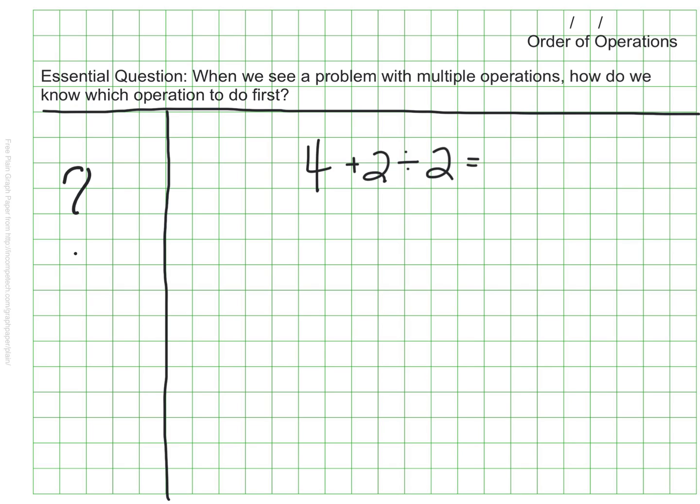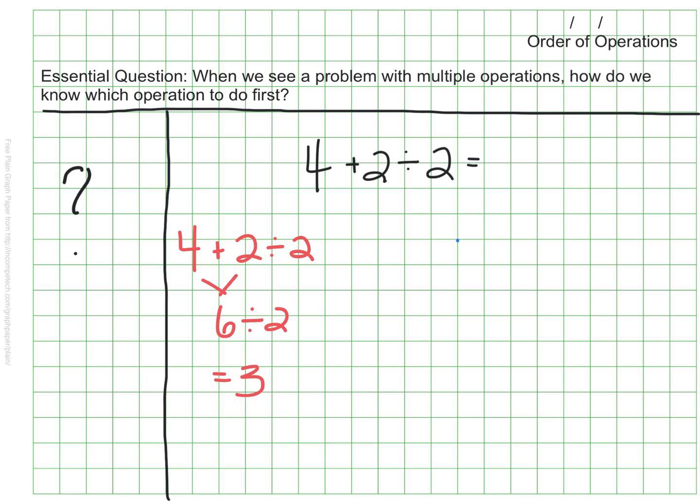So let's take a look at a quick number sentence that we might be asked to solve. We have 4 plus 2 divided by 2. There are two possible ways that people might solve this. Someone might set this up and say, well, the first thing I'm going to do is add 4 plus 2. And they'll say, oh, that's 6. And then I'll divide by 2, and I'll get an answer of 3. Right? That's one way someone might approach it.